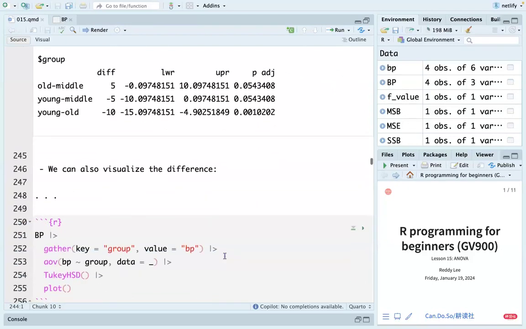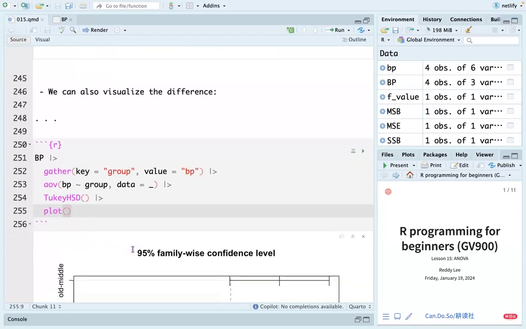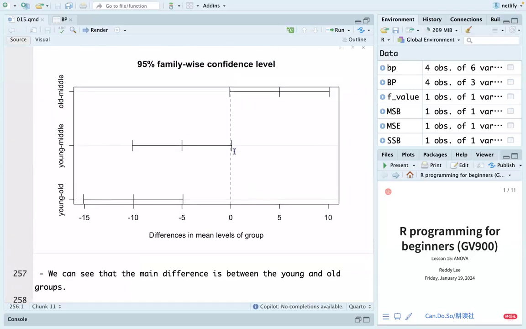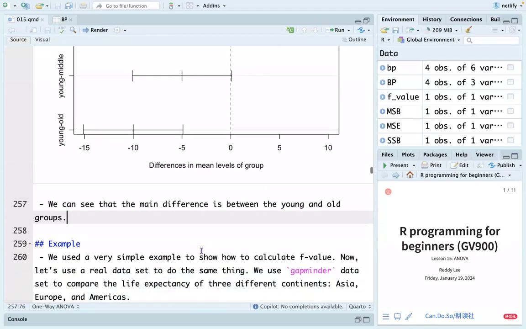And we can use the plot to show the difference. And we can see that young and middle, and old and middle, are not very significant, but young and old is quite different, significant, because it's far from zero. And these two closely contain the zero. So we can see that the main difference is between the young and old groups.